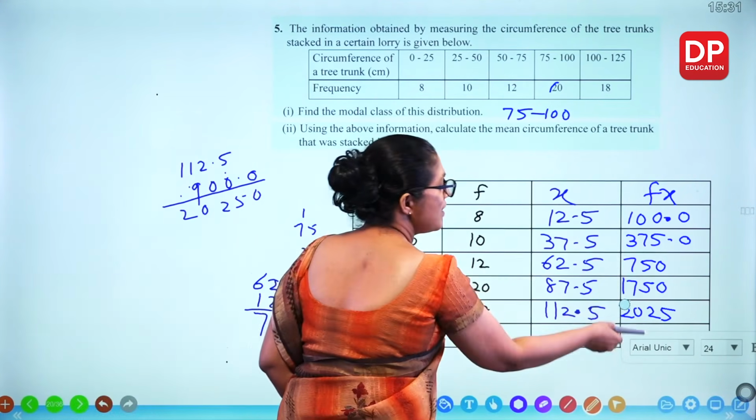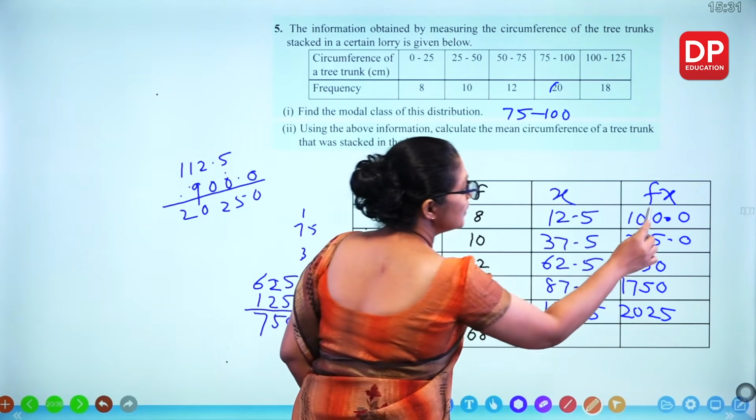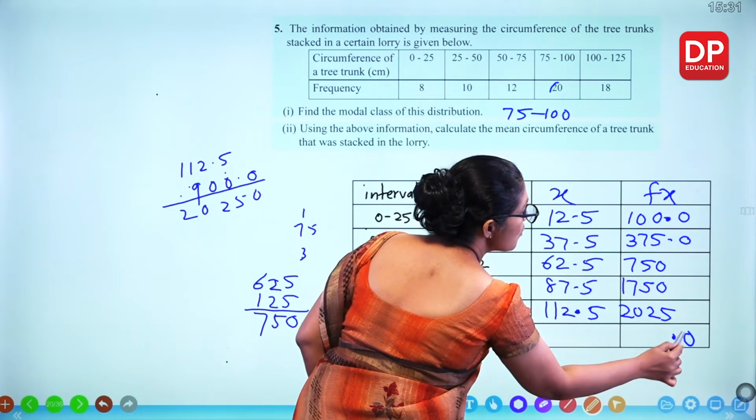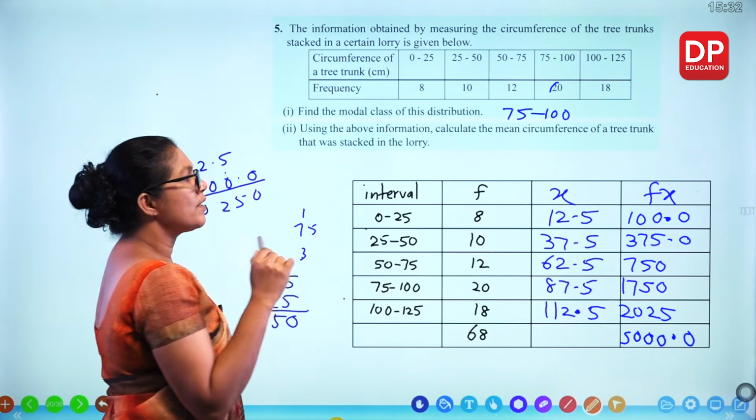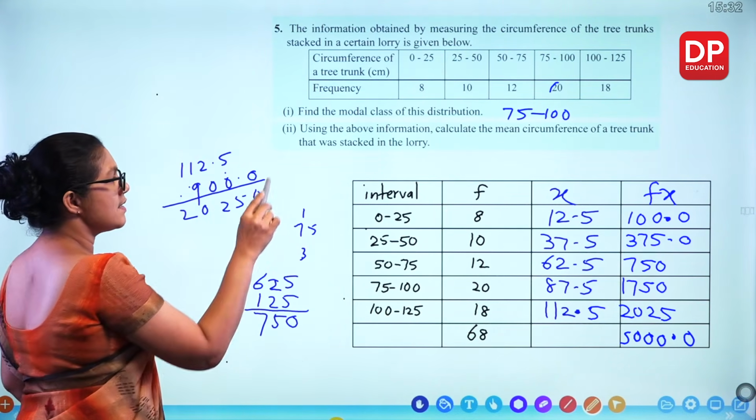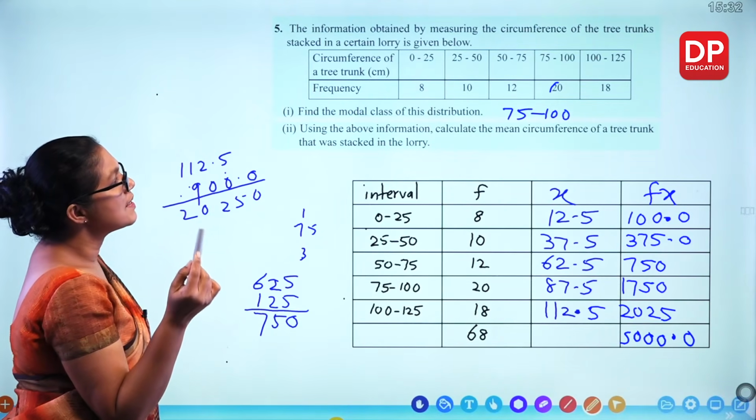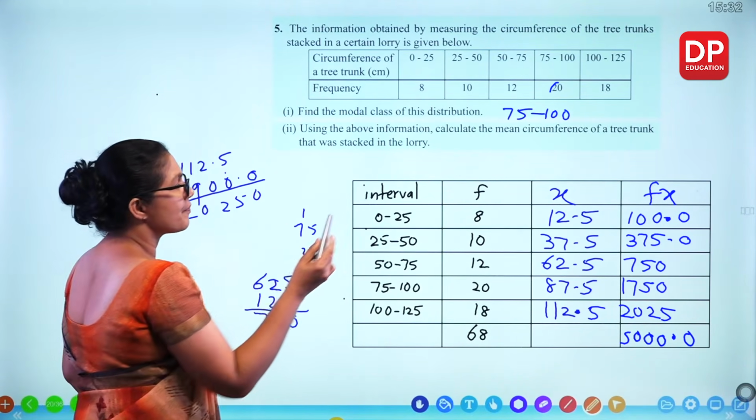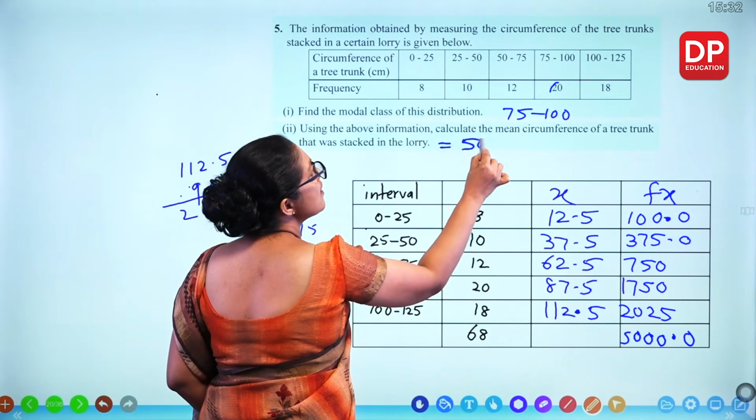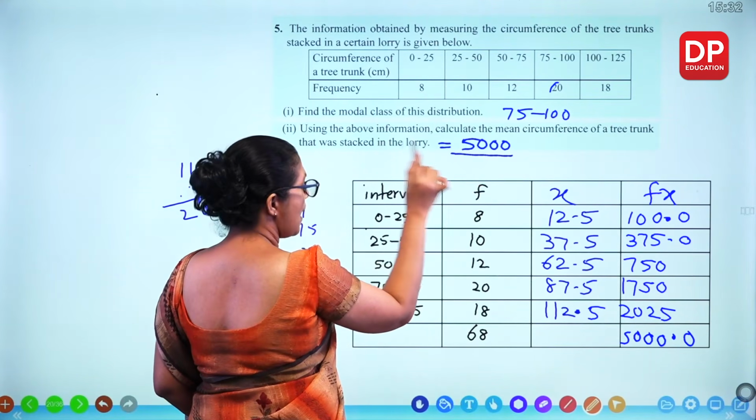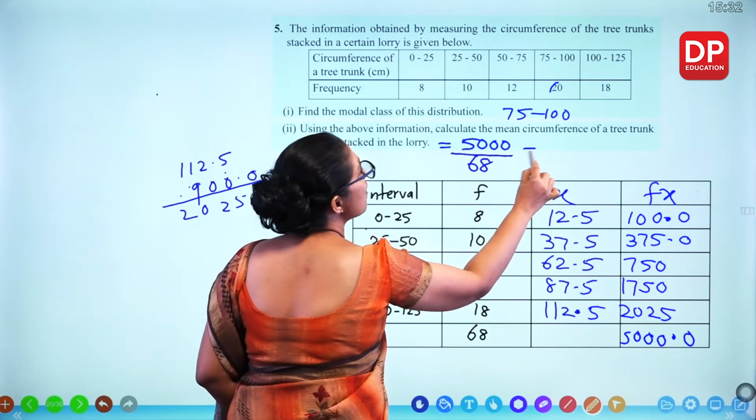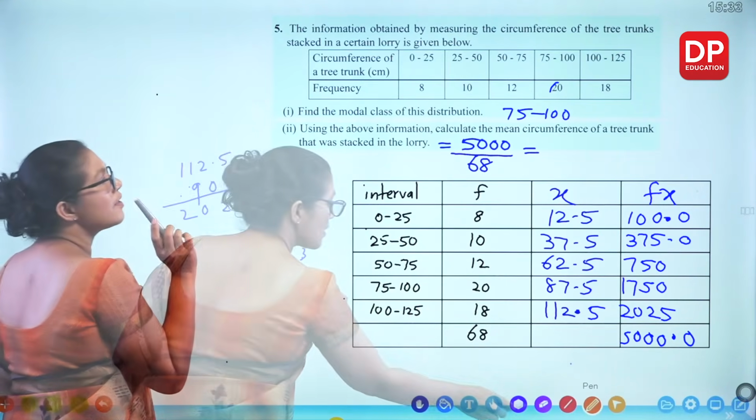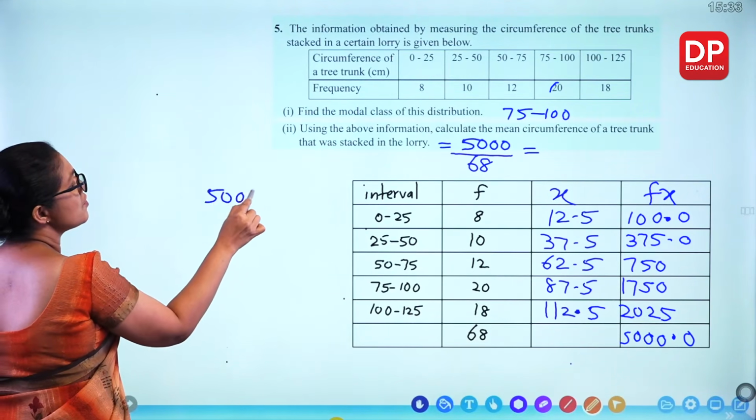Then add total fx. When you add total fx, you are getting 5,000. So the total is 5,000 and total f is 68. So what's the mean circumference? You can find it using this formula, total fx divided by total f. Roughly, what's the value? Now find it using long division.